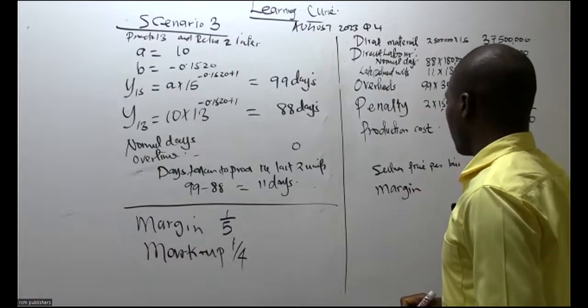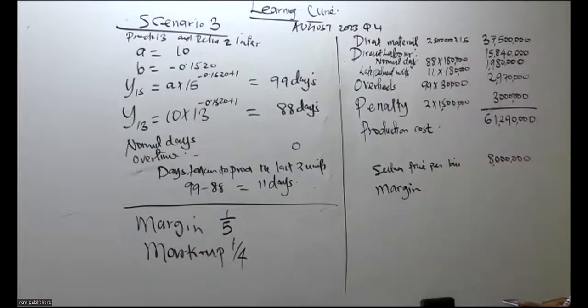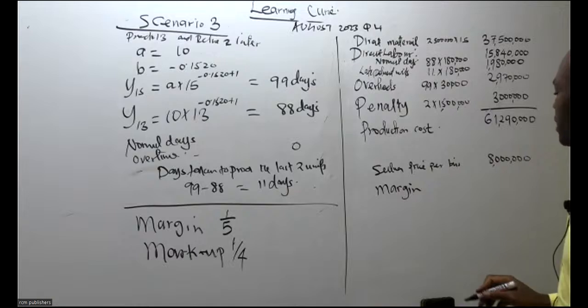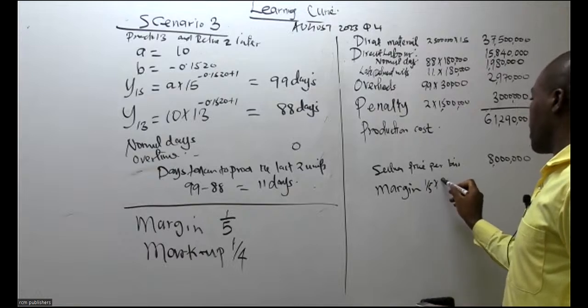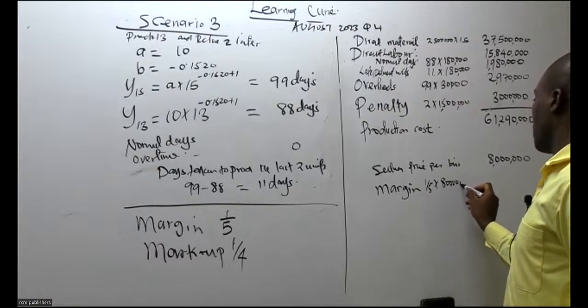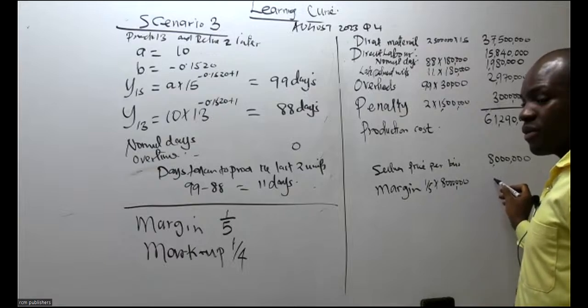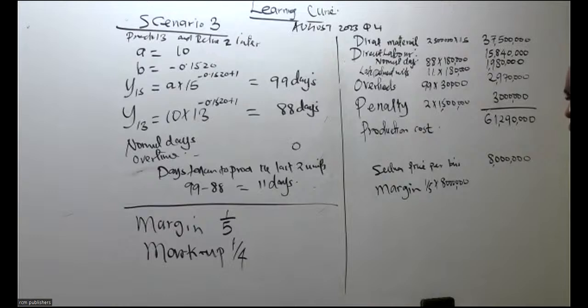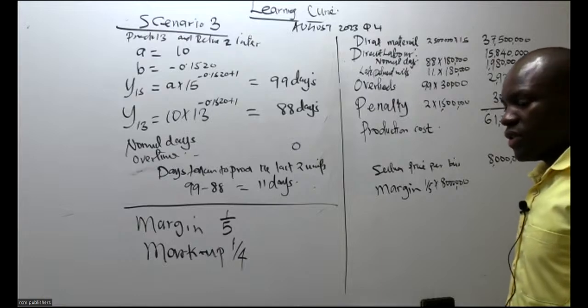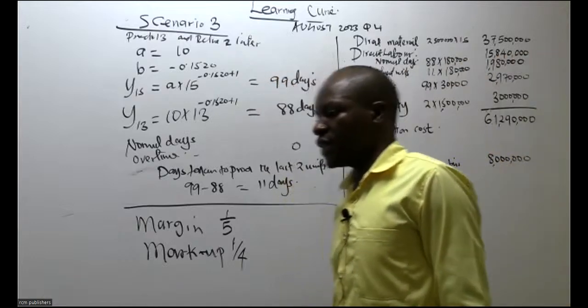Margin itakuwa ngapi? Margin is equivalent to a fifth of 8 million. How much will we have here? 20% of 8 million ni ngapi? 1600,000.